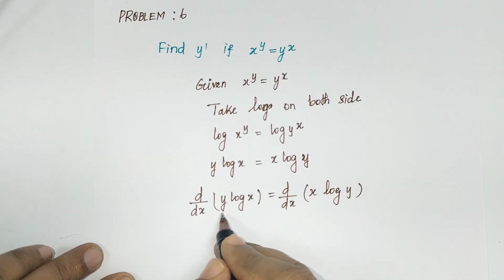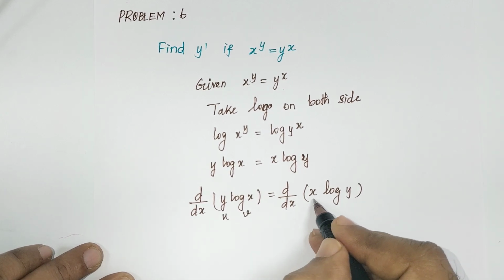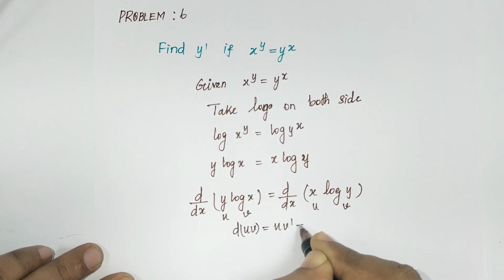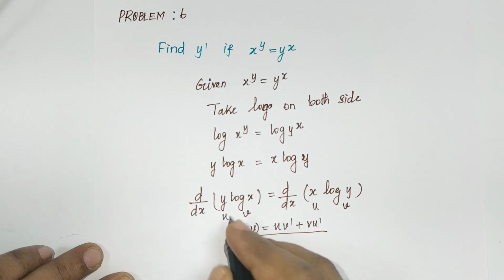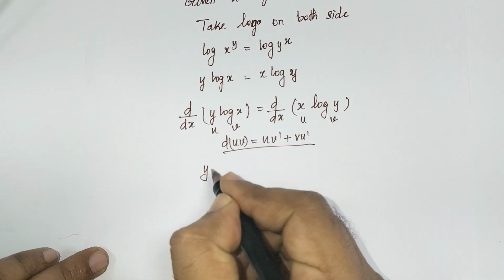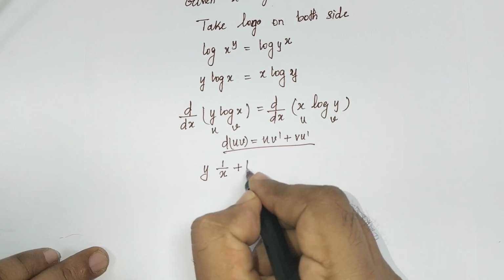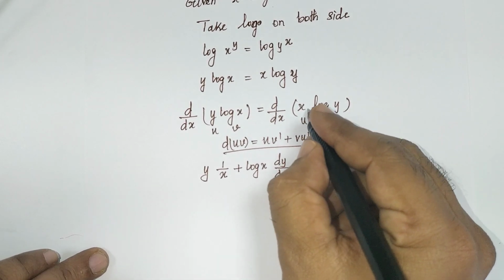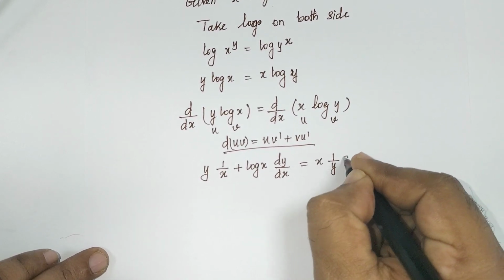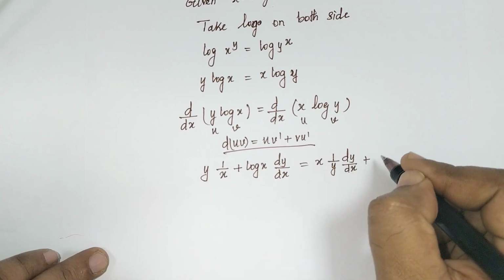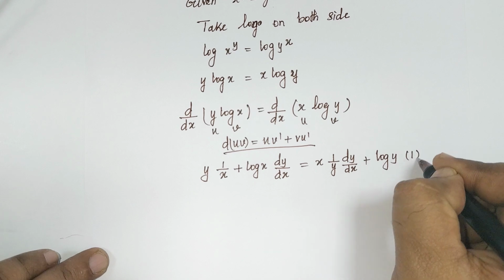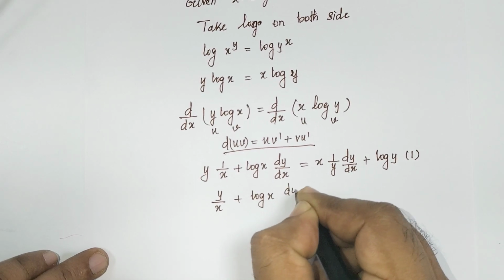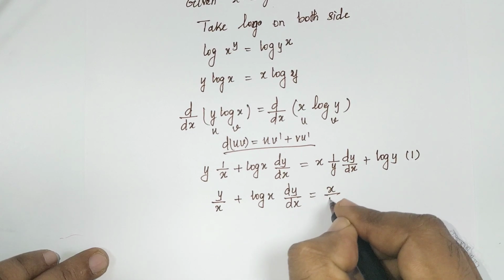Here we need to differentiate y and log x both, so product rule, and on the right hand side also we have to differentiate both terms. So u and v, the differentiation of uv is equal to u into v dash plus v into u dash formula. Based on that I am going to differentiate. First the left hand side: keeping y as a constant, differentiation of log x is 1 by x, plus keeping log x constant, differentiation of y we can write dy by dx. And similarly on the right hand side, x is constant, differentiation of log y is 1 by y into dy by dx because it is a y term, plus log y constant, differentiation of x is 1.